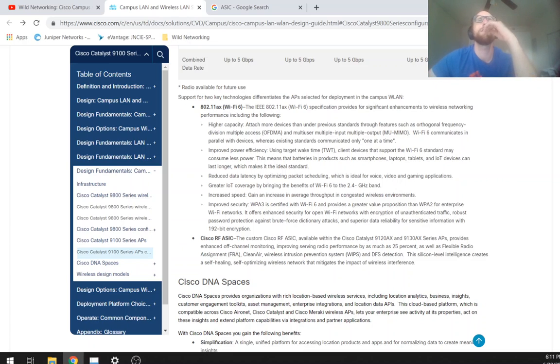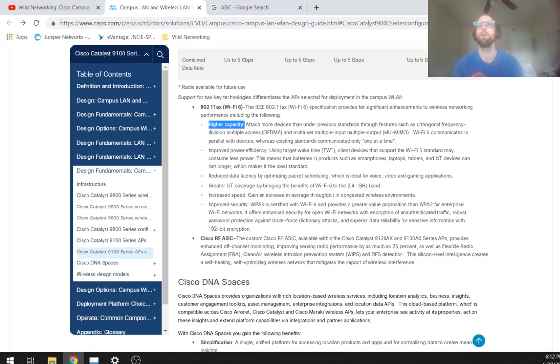802.11ax Wi-Fi 6. The IEEE 802.11ax Wi-Fi 6 specification provides for significant enhancements to wireless networking performance, including the following: higher capacity, attach more devices than under previous standards through features such as orthogonal frequency division multiple access (OFDMA) and multi-user multiple input, multiple output (MU-MIMO). Wi-Fi 6 communicates in parallel with devices, whereas existing standards communicated only one at a time.